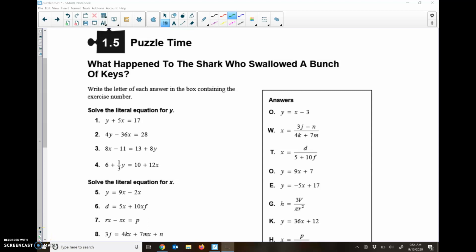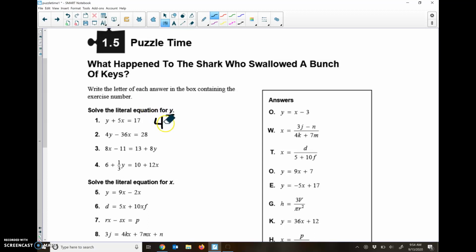Hello, this is Mr. Molo for the 1.5 puzzle time, talking about solving for a specific equation. The joke here is what happened to the shark who swallowed a bunch of keys. So let's do the evens, give us a little hint there. So here it says in the directions, we are solving for y.